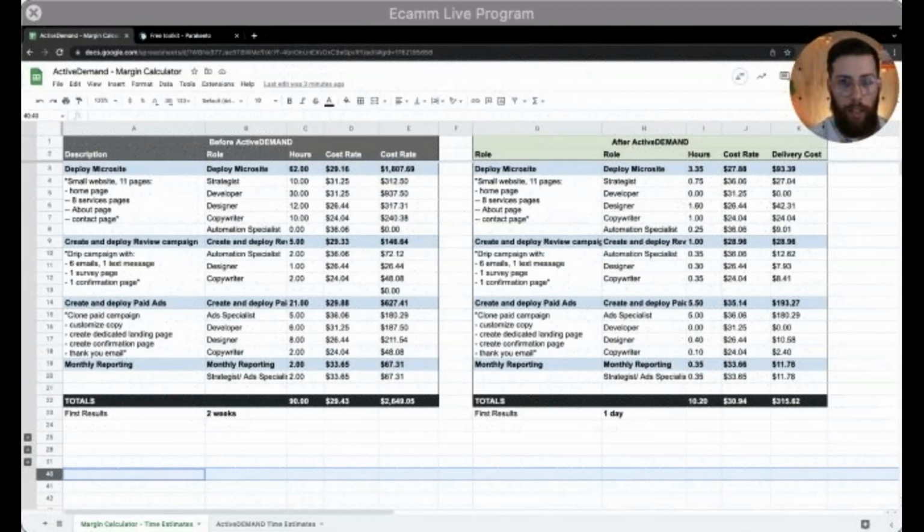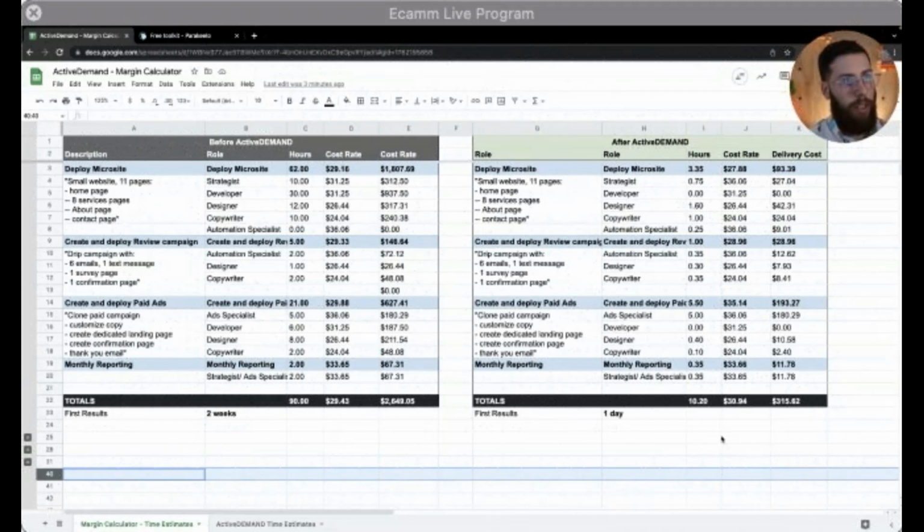This is a spreadsheet that I put together, and I'm going to be sharing it. We'll try to send it out after the webinar. It helps you calculate the difference between a current process that you might be running and a new process that you might be able to design by leveraging more automation, more technology, to streamline the delivery of that service.